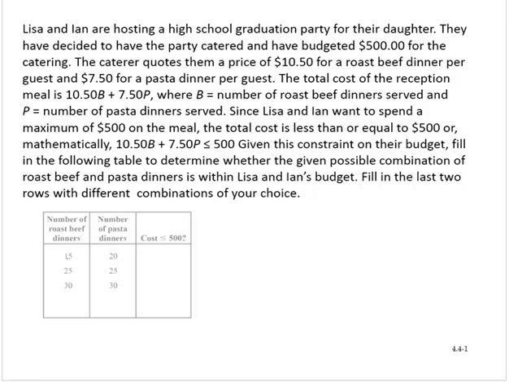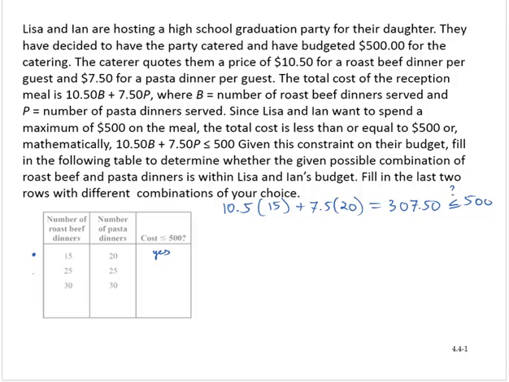Alright, so for the first case, we have 15 roast beef and 20 pasta dinners, and the question is, is the cost less than or equal to 500? So we would take 10.5 times 15 plus 7.5 times 20. And we go through the arithmetic on this, and this gives us $307.50. And so now the question is, is this less than or equal to 500? And so then yes, it is, and so I'll say yes.